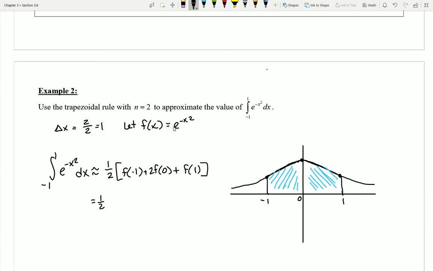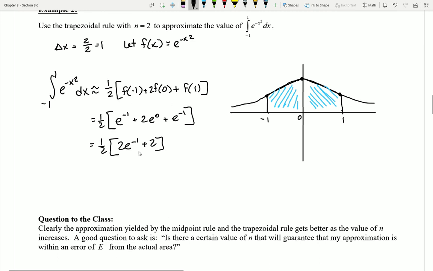So now I can simplify this down a little bit by plugging these numbers into my function. Notice again that we're squaring and then multiplying by the negative. So when I plug in 1 or negative 1, I'm actually going to generate the exact same result. I'm going to get e to the negative 1. In the middle, I'm going to get e to the 0. And so I have something like this. Notice that I can simplify that inside down. I have 2 e to the negative 1s. e to the 0 is just 1, so I actually have that as a plus 2. If I distribute the 1 half, I can simplify that down to e to the negative 1 plus 1.